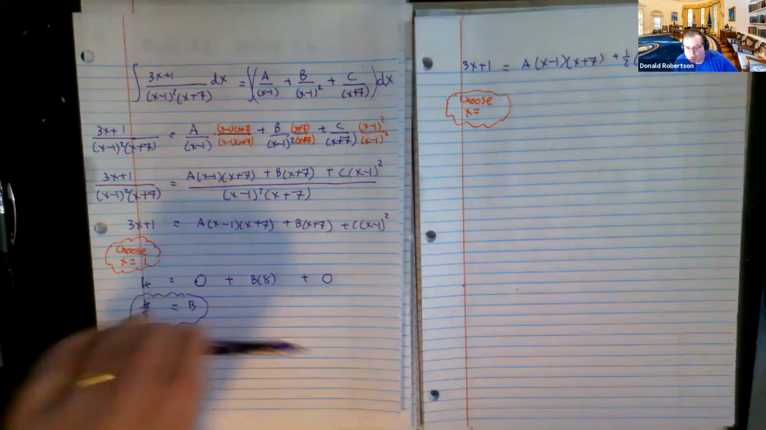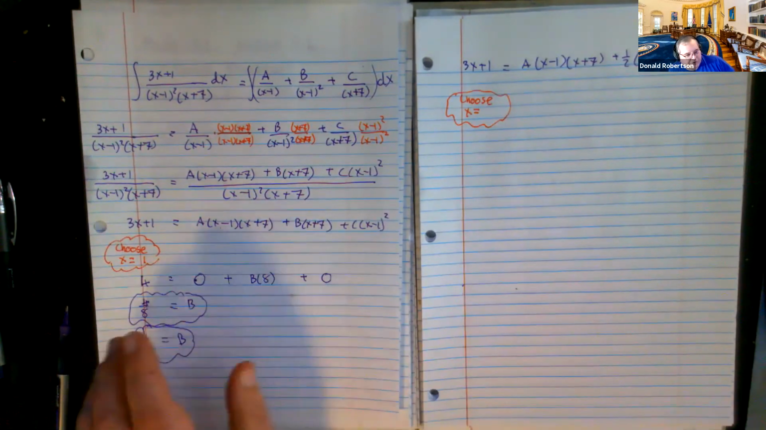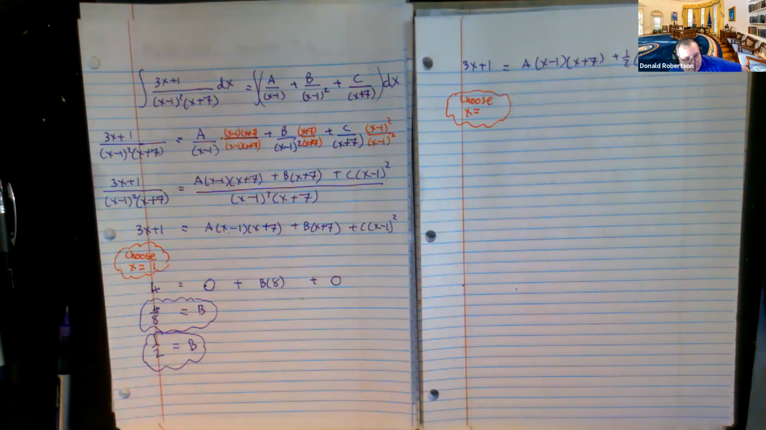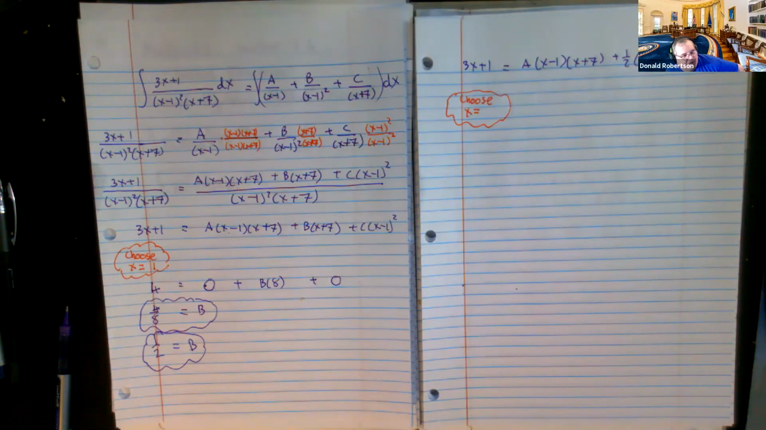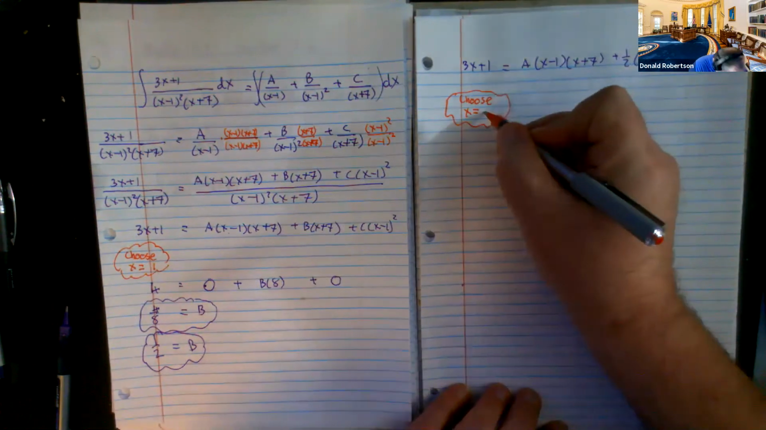Now you can't choose 1. You'll never choose the same guy twice. Trust me, it doesn't go anywhere. So I want a new value of x, something that's going to make everybody disappear except one piece. So who do you think we should go for this time? -7. I agree. Would you agree that -7 is a good choice, and why is it a good choice is the thing that should be crossing your mind.